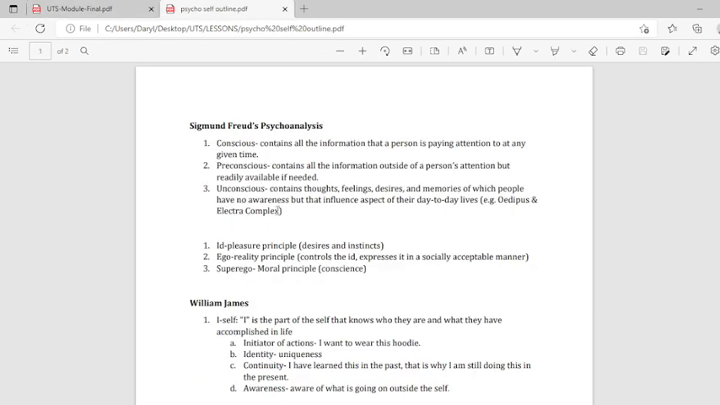Okay? Now, what is the unconscious? It contains thoughts, feelings, desires, and memories of which people have no awareness of. Take note, you are not aware of this totally, but that influence aspects of their day-to-day lives. What are examples of this?